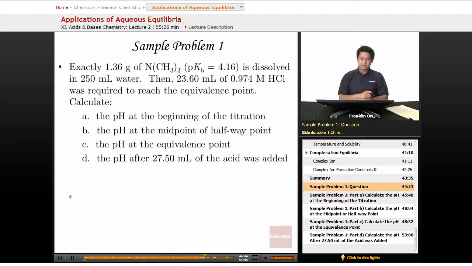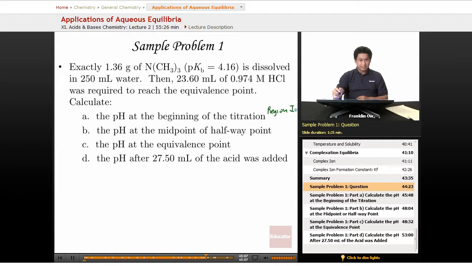Exactly 1.36 grams of trimethylamine is going to be dissolved in 250 milliliters of water, then 23.60 milliliters of hydrochloric acid was required to reach the equivalence point. Basically, we're asked to calculate the following. The pH at the beginning of the titration, which is region 1.